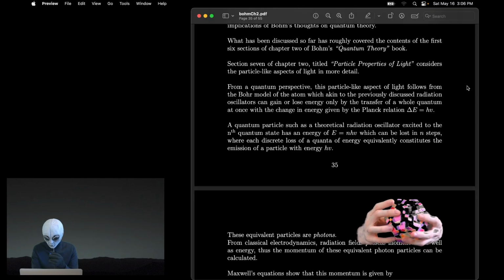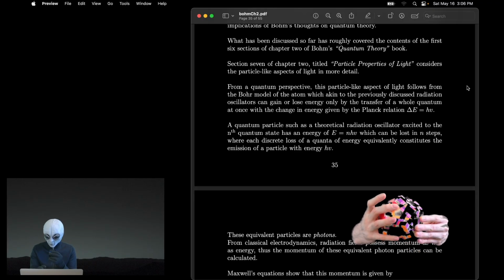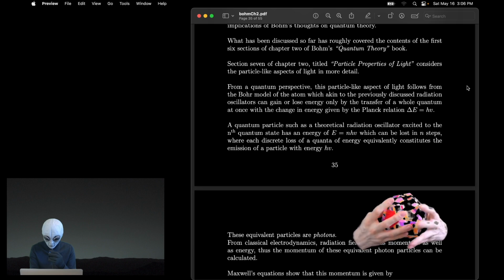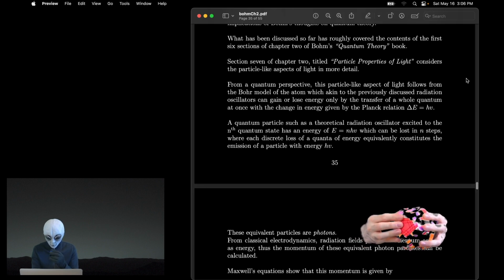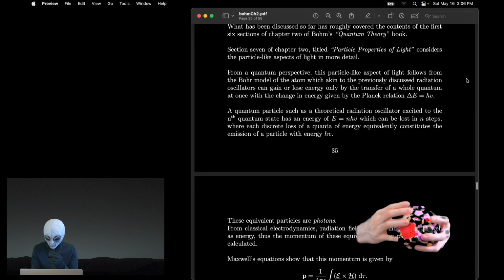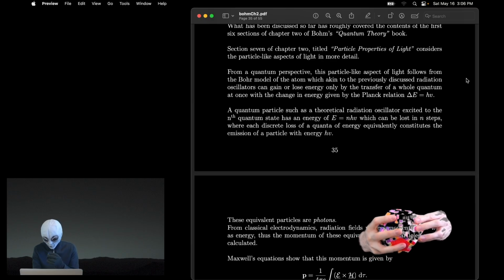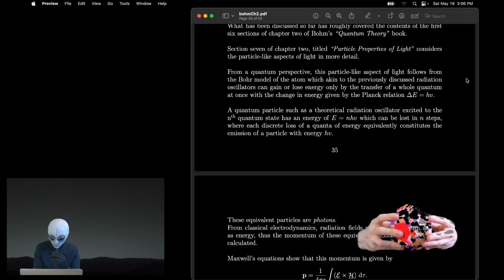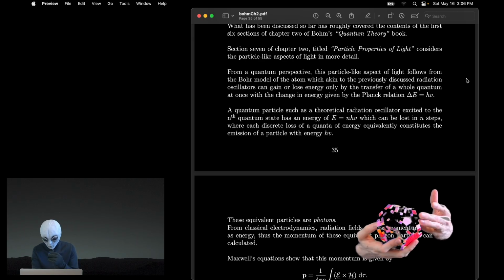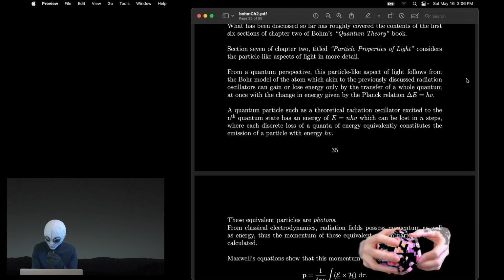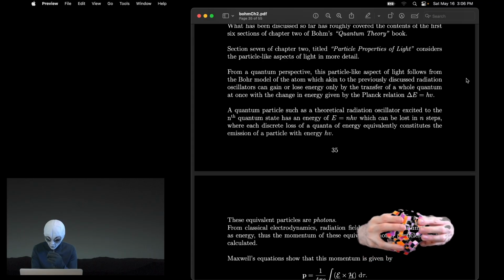Section 7 of Chapter 2, titled Particle Properties of Light, considers the particle-like aspects of light in more detail. From a quantum perspective, this particle-like aspect of light follows from the Bohr model of the atom, which, akin to the previously discussed radiation oscillators, can gain or lose energy only by the transfer of a whole quanta at once, with the change in energy given by the Planck relation ΔE = hν.